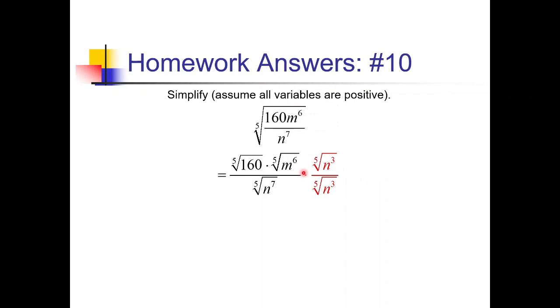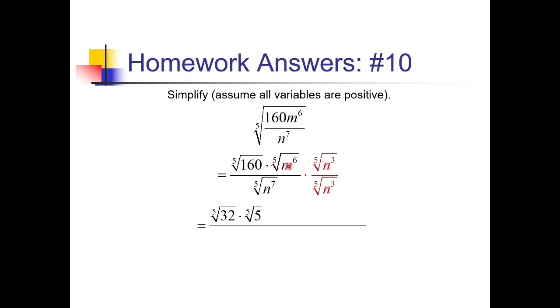And then after I split things up appropriately, I'll do all the fifth rooting that I need to do. So let's take a look at the fifth root of 160. Are there any perfect fifth powers that go into 160? Well, the first fifth power that I can think of is 2 to the 5th, which is 32. That goes into 160 5 times, so I can break this up into the fifth root of 32 times the fifth root of 5.